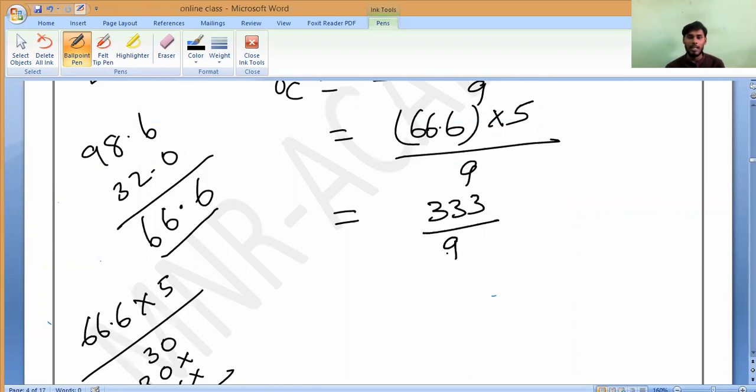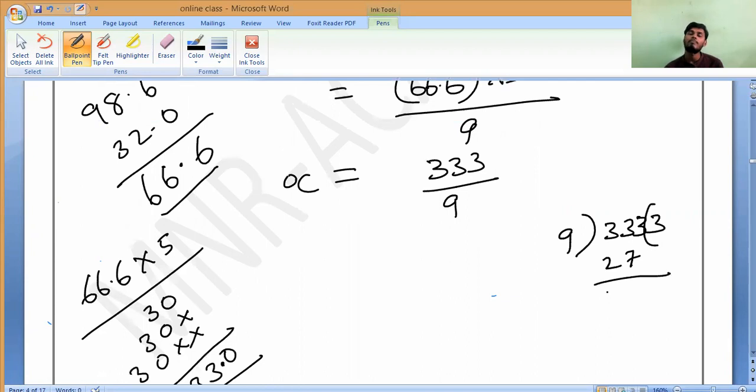333 divided by 9 is equal to degree Celsius. Now go for division. 9 threes are how much? 9 threes are 27. Now observe carefully and tell me. 33 minus 27, how much? You can take a borrow from here. So 13 minus 7 is equal to 6. So here it will become 2. So 2 minus 2 is 0.